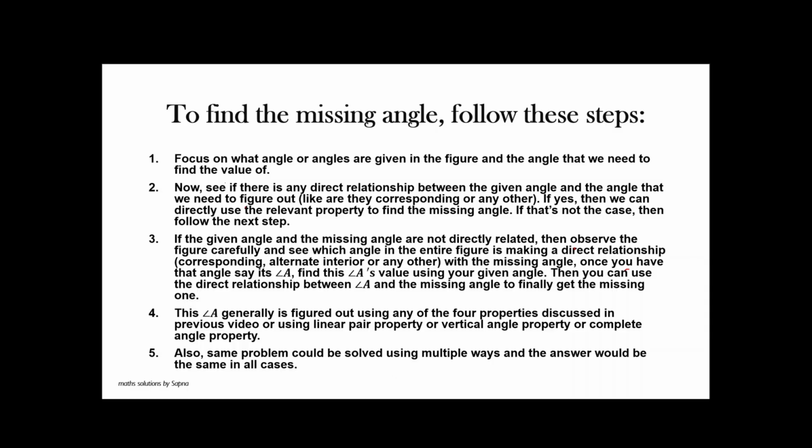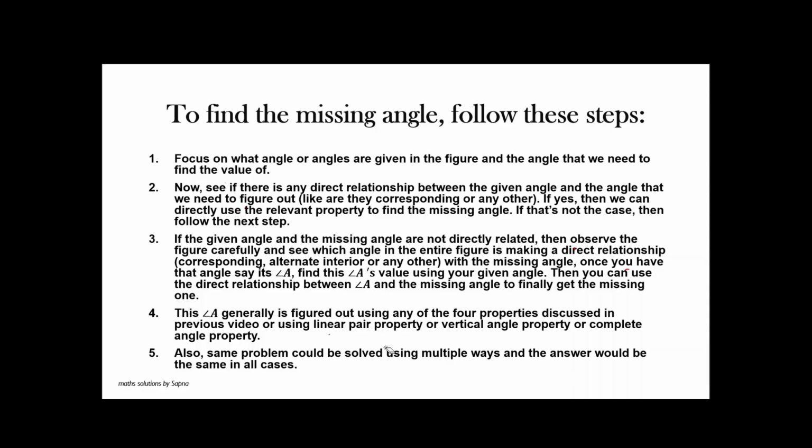So this angle A, or the angle that you observe in the figure, how do we figure out that A? This angle A is generally figured out using either the properties that we learned in the previous video related to parallel lines, corresponding angles and all of that, or we can use the linear pair property, vertical angle property, or complete angle property to figure out this missing angle A. There could be some others as well, but generally these are the ones that we use, and it will fetch us the angle that is required to figure out our missing main angle, right?